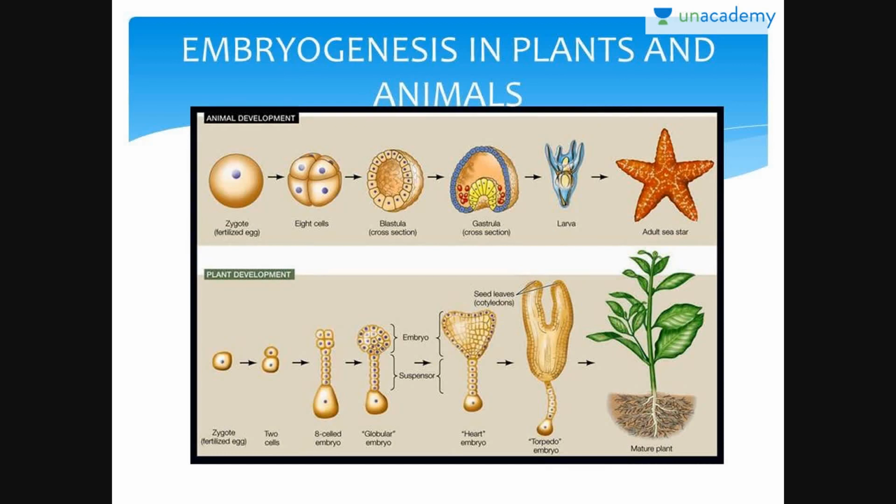This is the differentiation of embryogenesis in plants and animals. So we've taken starfish as an example for animals and a flowering plant as an example for plants. Zygote develops into embryo and the ovule develops into seed. Then the ovary develops into fruit, and then the ovary wall later on develops into pericarp. And in the later stages, it forms a healthy adult plant.